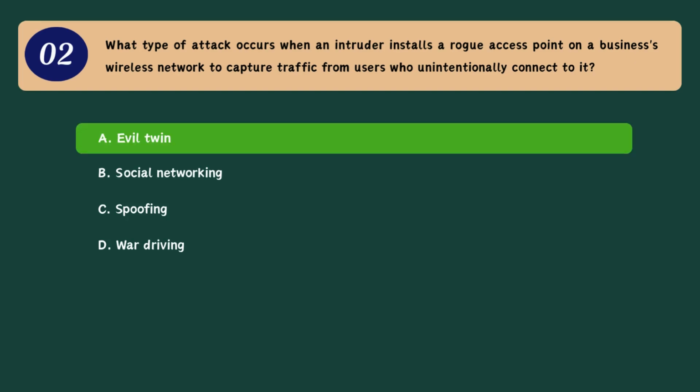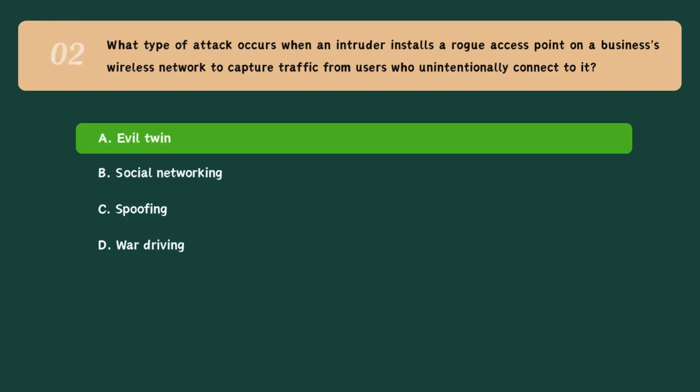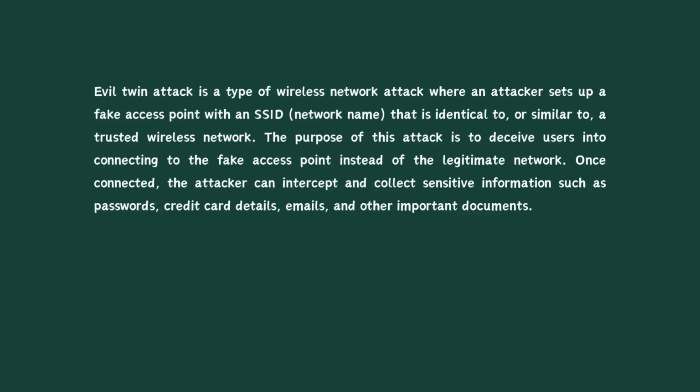Correct answer. A. Evil twin. Evil twin attack is a type of wireless network attack where an attacker sets up a fake access point with an SSID, network name, that is identical to or similar to a trusted wireless network. The purpose of this attack is to deceive users into connecting to the fake access point instead of the legitimate network. Once connected, the attacker can intercept and collect sensitive information such as passwords, credit card details, emails, and other important documents.